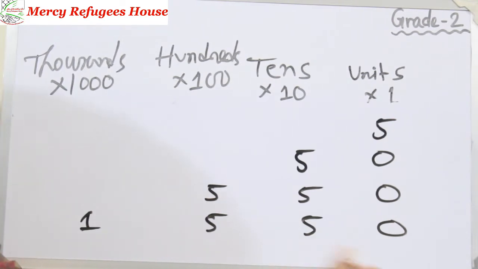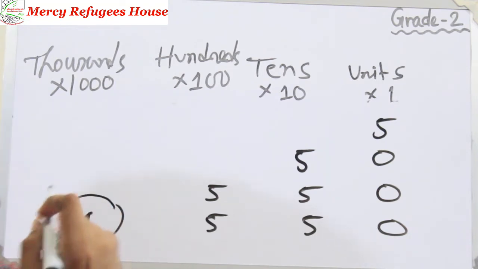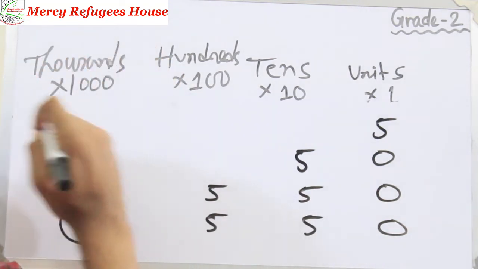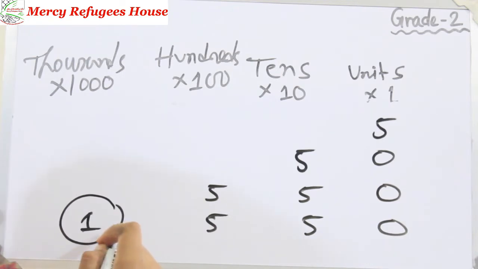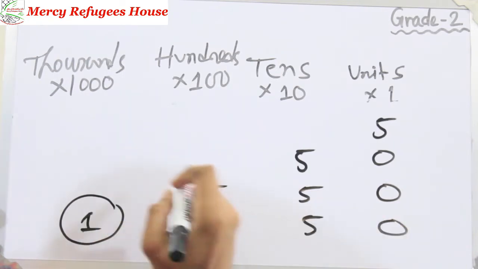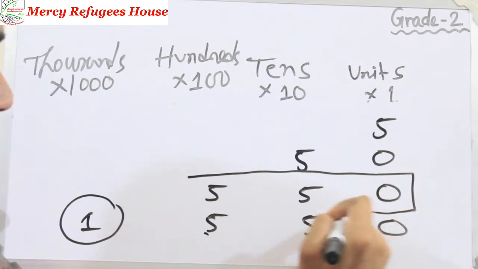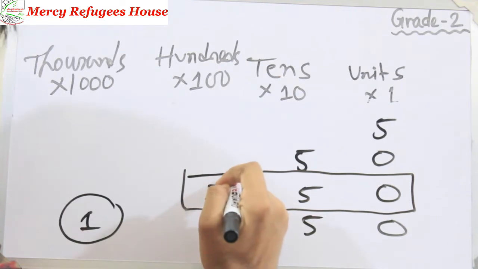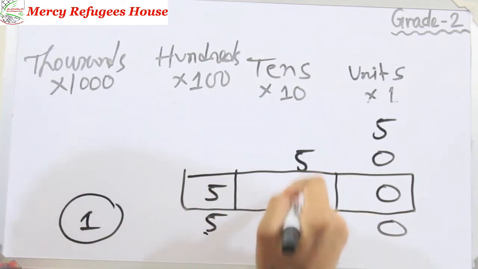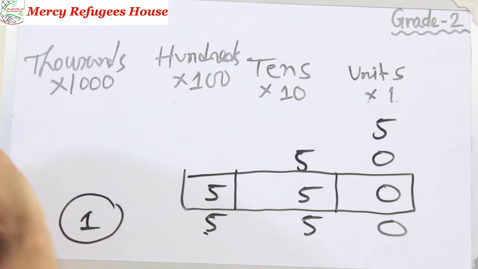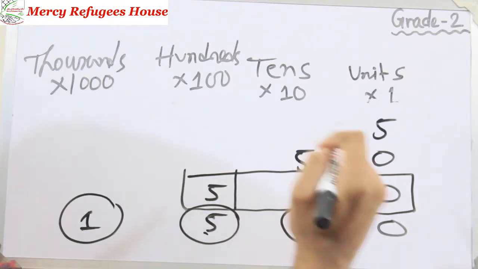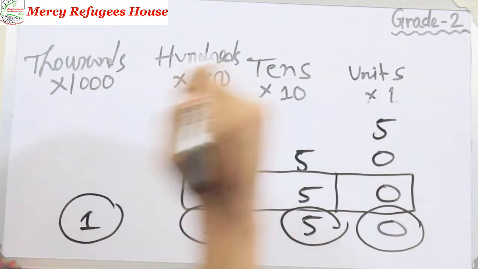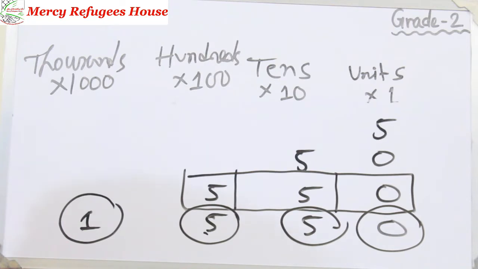Look at this one. If I bring another 1 before this 550, this will get a value of thousands. That means this is 1550. It was 550, which means this 5 had a value of 100 and this 5 had a value of tens. Now look at this one. This 5 has a value of 100, this 5 has a value of 10, just like before, and this 0 has a value of 1.